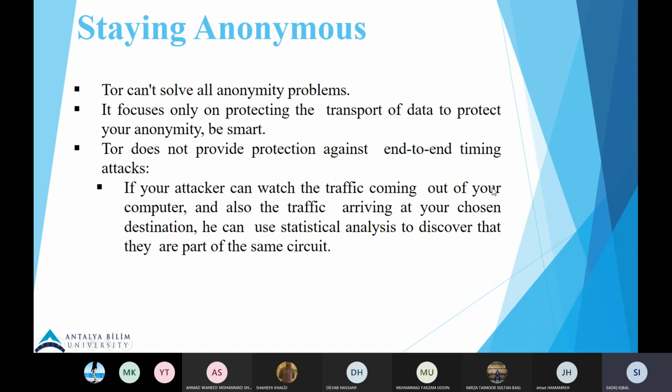So if your attacker can watch the traffic coming out of your computer and also the traffic arriving at your chosen destination, they can use statistical analysis to discover that they are part of the same circuit. So this is the disadvantage, because the website, the destination, is not protected and is exposed.